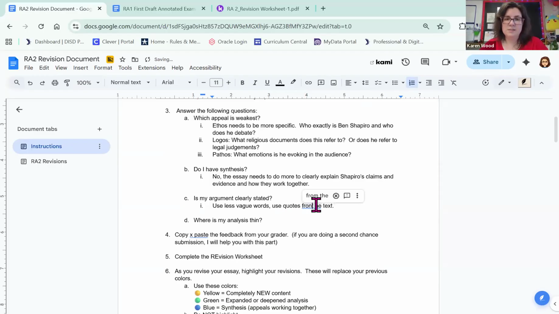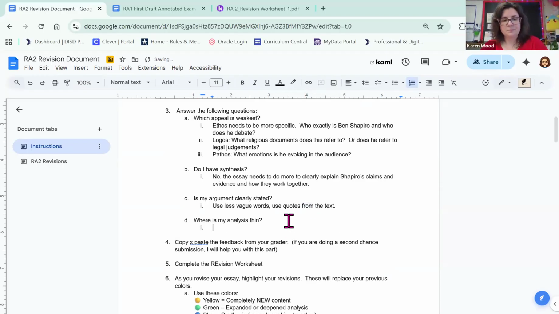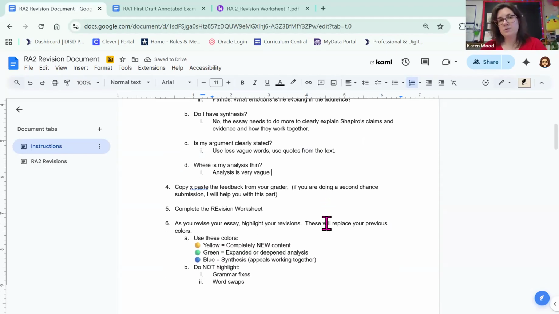And then this is also with analysis. The analysis is really vague. In some portions, I'm not quite sure what the student is talking about here. So it's vague.